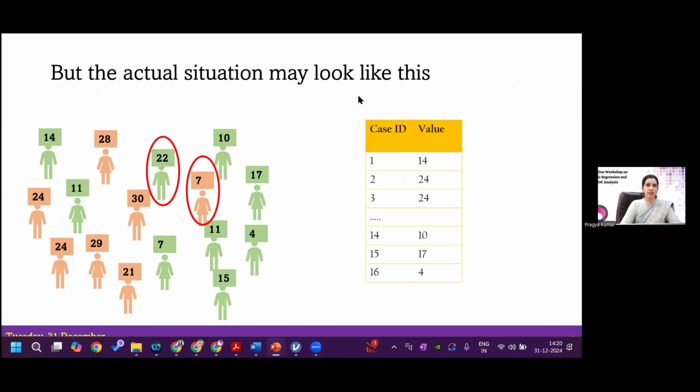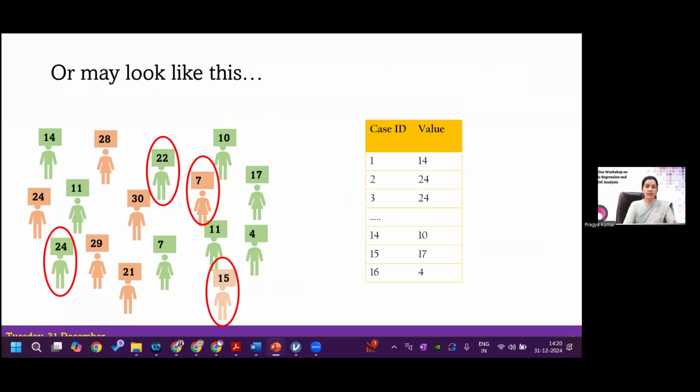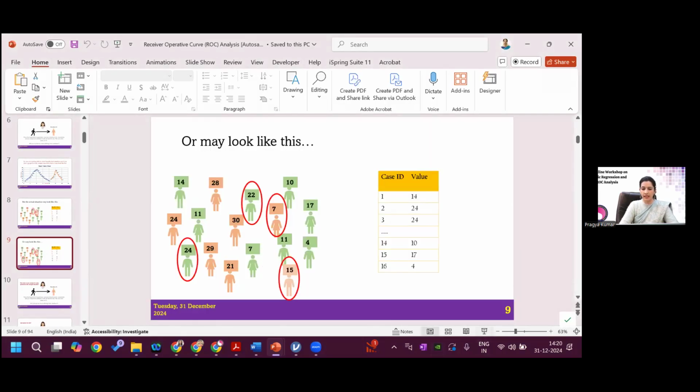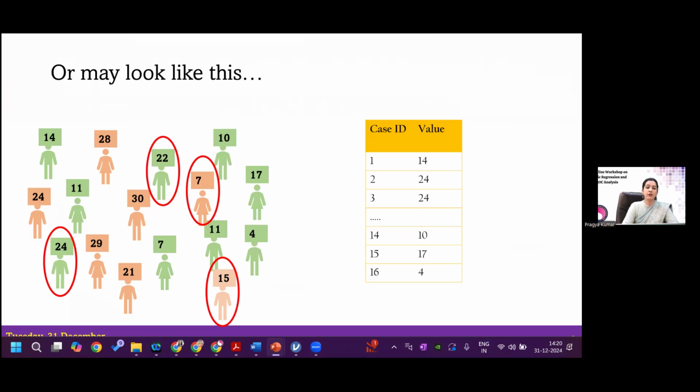But the actual situation may look like this. Here you can see that there is a person where the value of this test is 7, but he is diseased. And again, there is a person where the value of the test is 22, but he is healthy. Again, there is a person where the value is 15, he is diseased, and there is a person where the value is 24, but he is healthy. And we have set the cutoff at 20. So now I can say that this is not identifying the cases correctly.